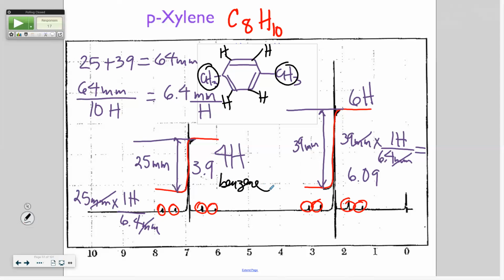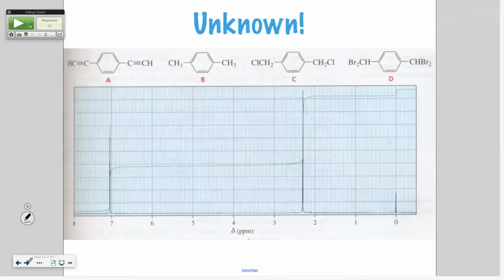Who remembers anything about the shift of the hydrogens on a benzene ring? They're around what? 7. Okay, that's pretty close to 7. And these 6 are shifted because they are next to the benzene ring. Notice they're just above 2. So it's 2 times the 3, CH3. So that kind of gives you something that you can do to help you figure it out.